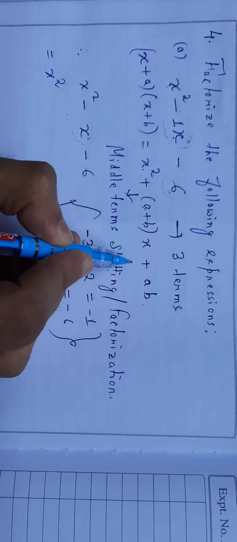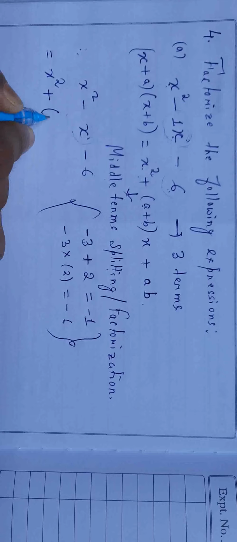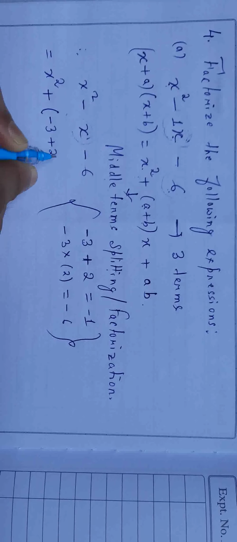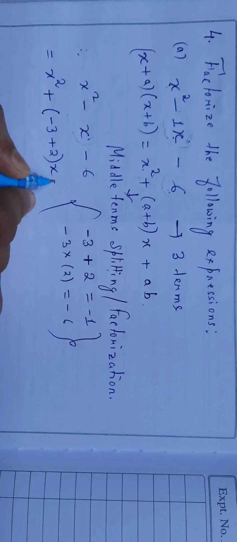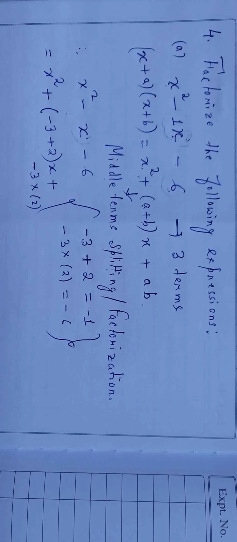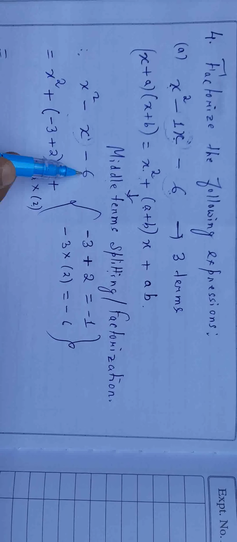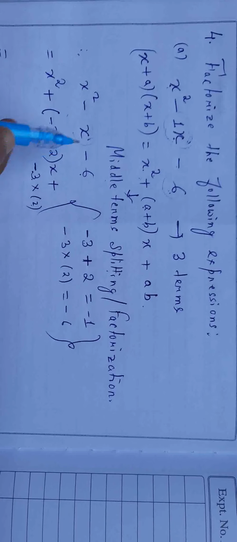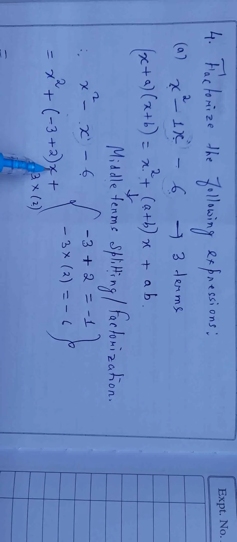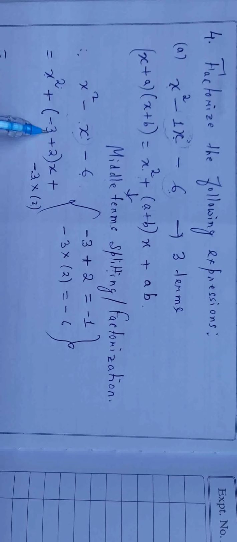Therefore, to match the right hand side, we'll write x square plus (minus 3 plus 2) x plus (minus 3 into plus 2). So you can see minus 3 into plus 2 is minus 6, and minus 3 plus 2 is minus 1, giving minus x. So our original expression remains the same. So x square plus a plus b x plus ab.